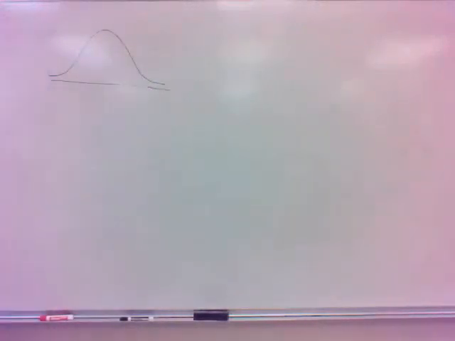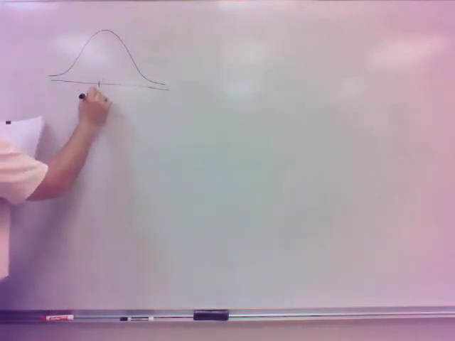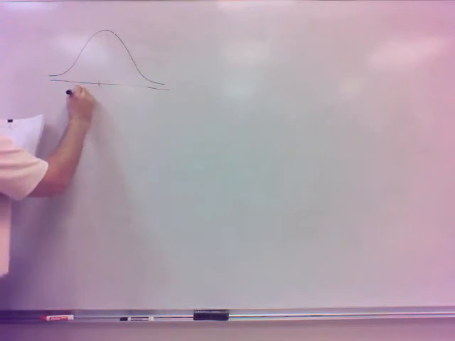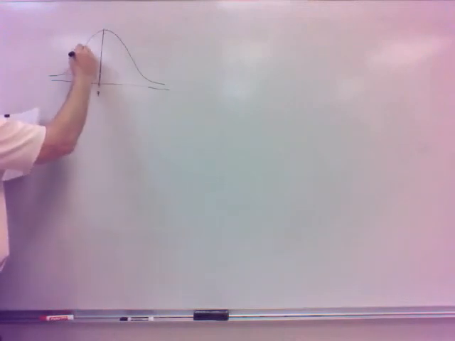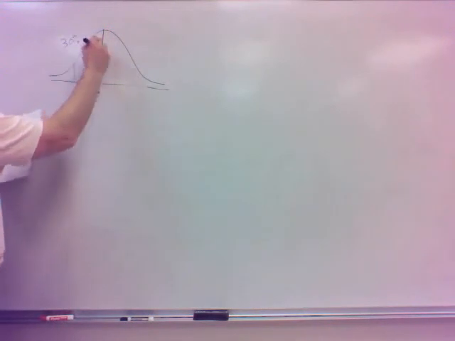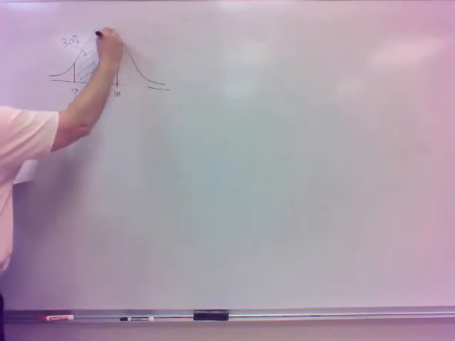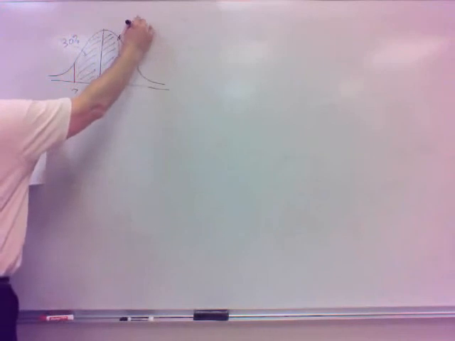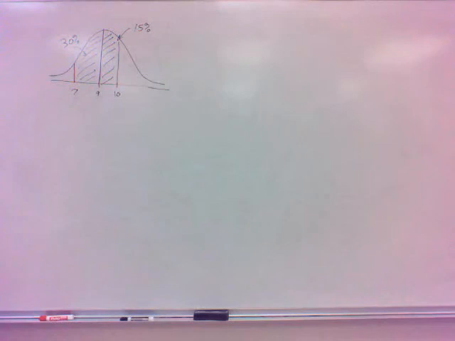All right, here's the type of question we're going to be asked. Let's say from 7 to 9 my values, let's say that's 30% there. And then from 9 to 10, that percentage there is 15%. I'm just making those numbers up, in case you're wondering. But here's the type of question we're going to be asked to do.